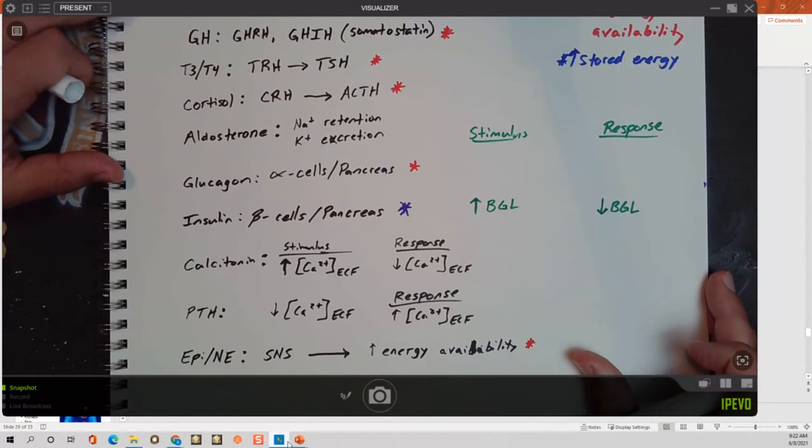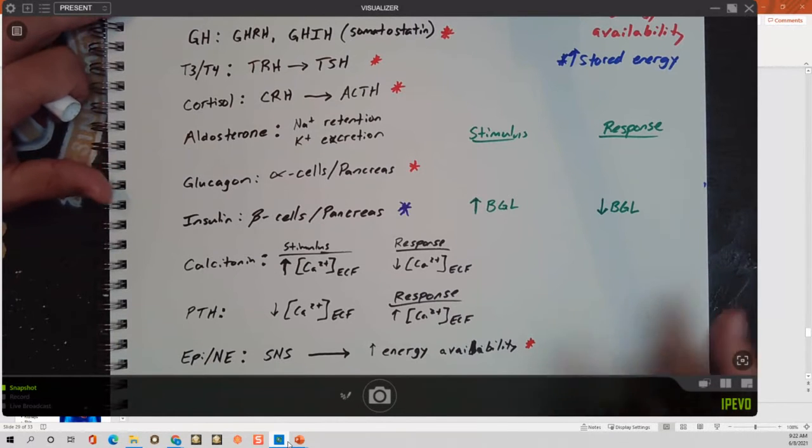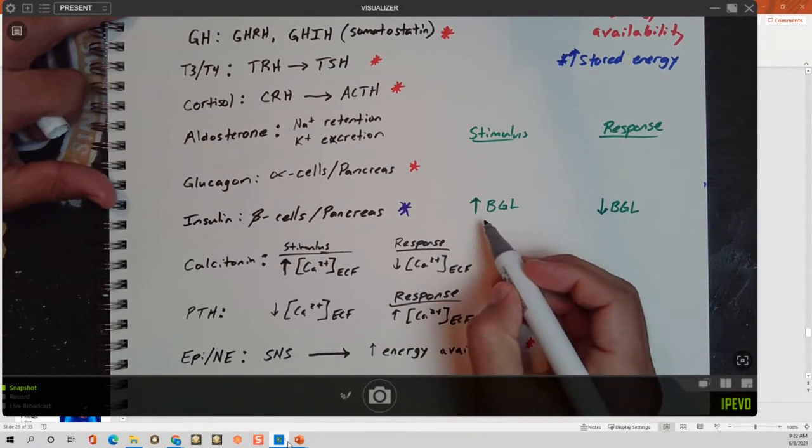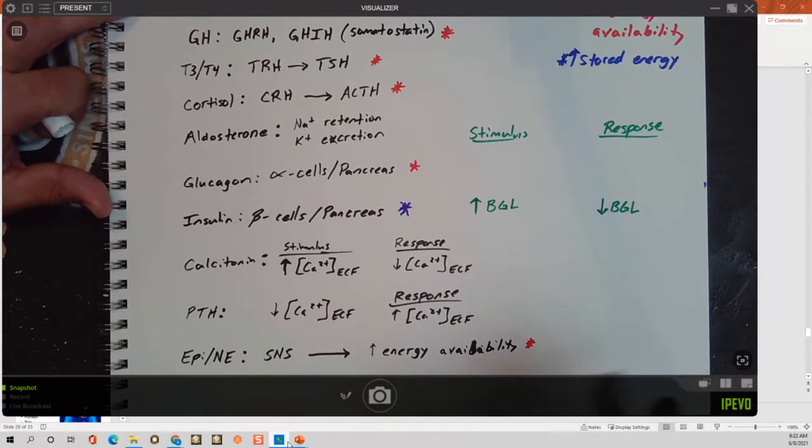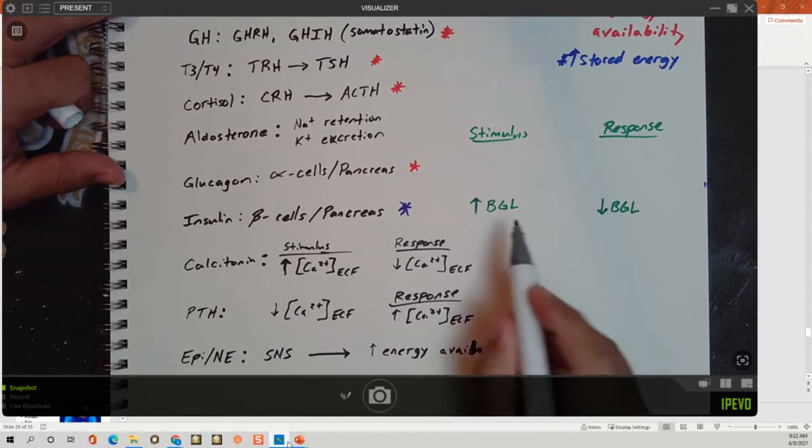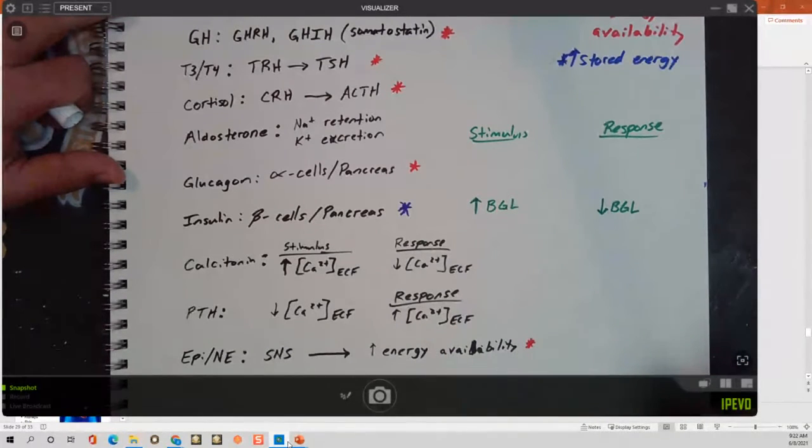Yes, the presence of proteins and amino acids is also a stimulus for insulin release. So if there's amino acids in your stomach, then insulin will be secreted to a lesser degree, but enough to do the job. Good.